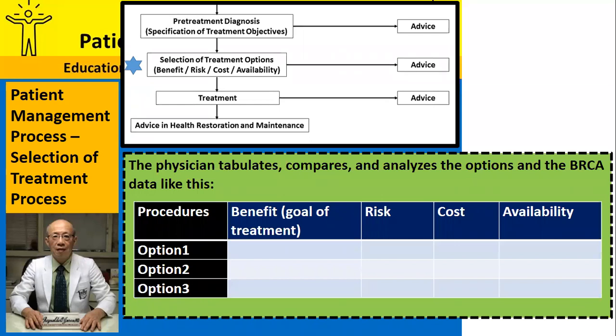The physician tabulates, compares, and analyzes the options and the BRCA data like this. First column is listed the various options. Then on the second column, the goal of the treatment or the benefit. The third column, risk, and fourth column, cost, and then fifth column is availability.